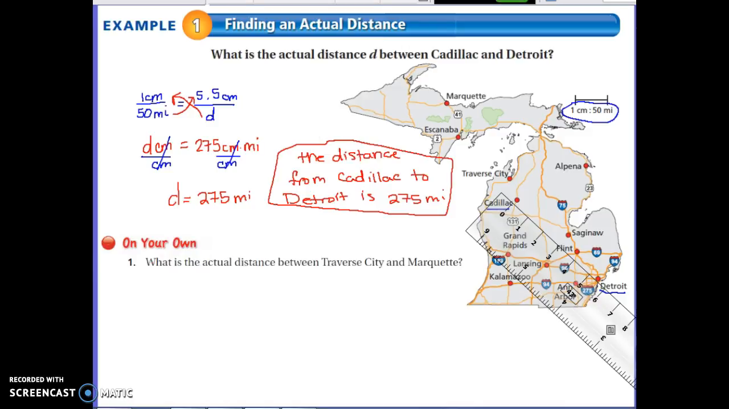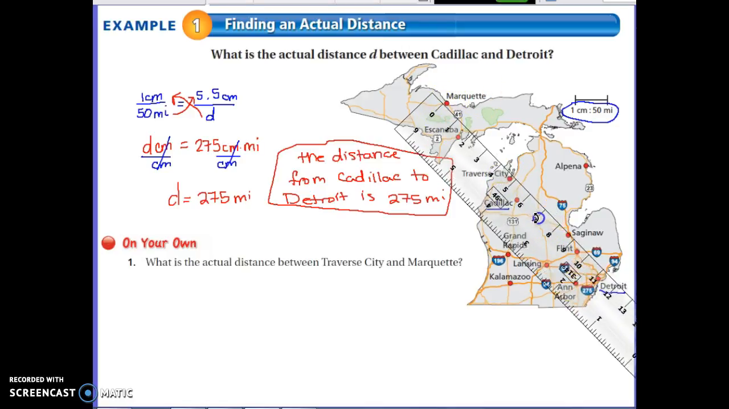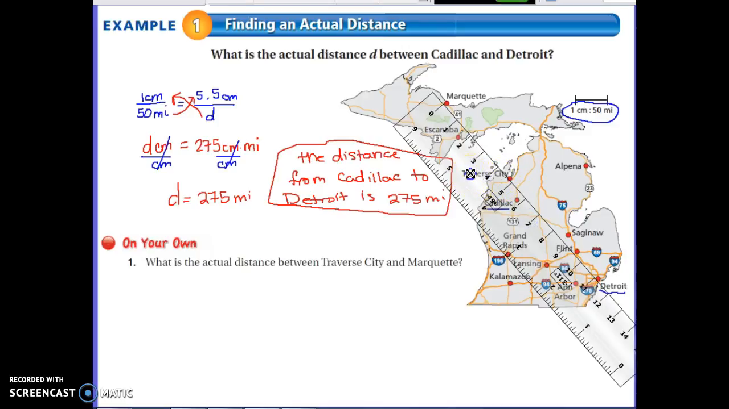For the On Your Own question number 1, I'm going to measure for you the distance on the map from Traverse City to Marquette. So on the map, if I take my ruler and find Marquette, which is up here in the top left, and go to Traverse City, which is towards the middle of the map, I see that it's about 4.75 centimeters. If I'm measuring on my ruler, from 0 to 4.75 is about the distance between the two cities. So on the map, I see a distance of 4.75 centimeters.